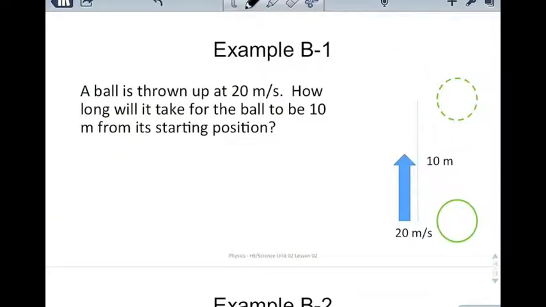In this example, it says a ball is thrown up at 20 meters per second, so we know that's going to be positive. How long will it take for the ball to be 10 meters from its starting position?